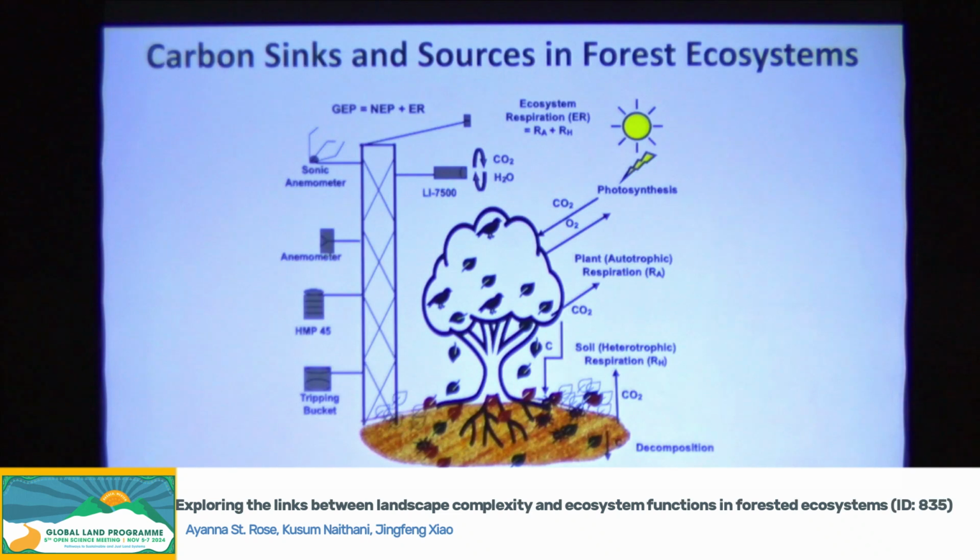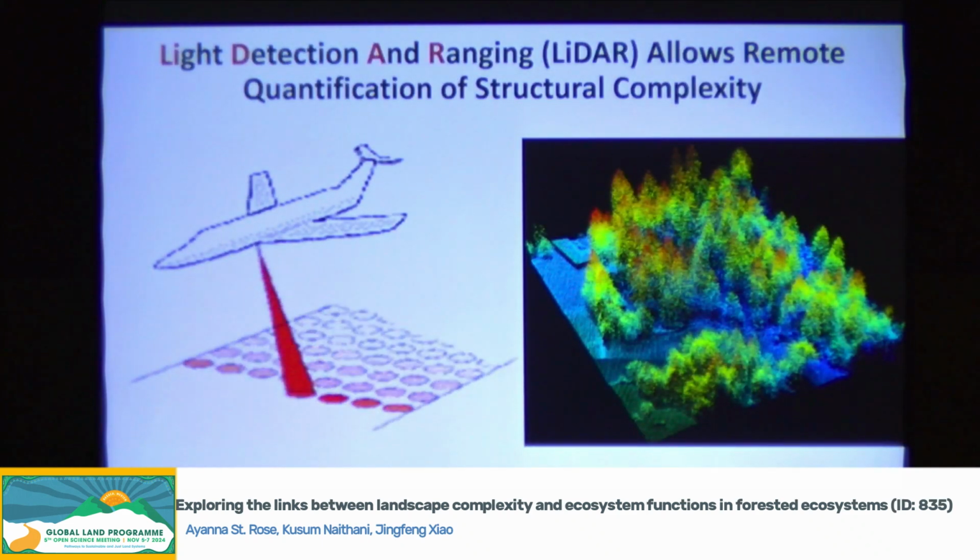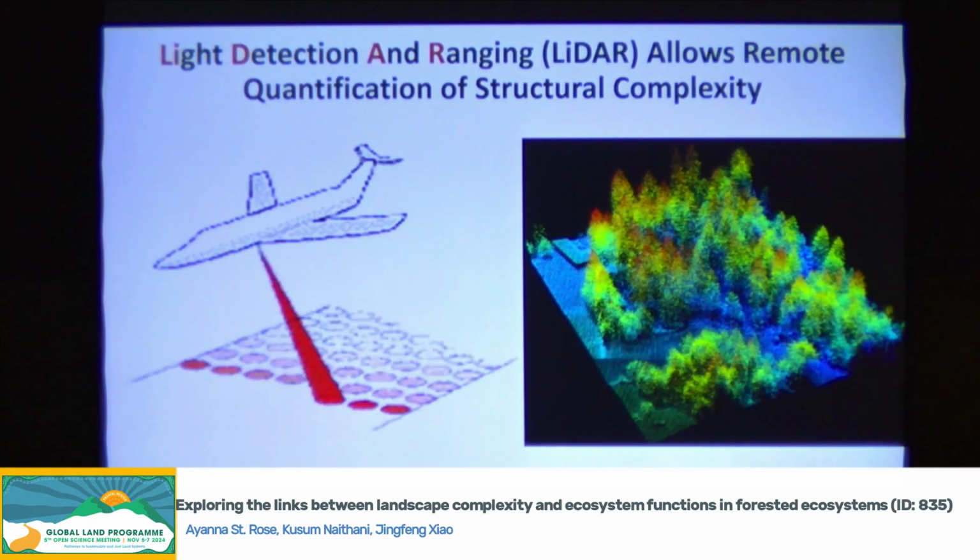So scientists have been looking at plant diversity as an obvious point of focus in ecosystem function research, because plants are the obvious source and sink of carbon dioxide. And more recently, they have been looking at how canopy structural complexity affects ecosystem functions. We can say this is partly due to the availability of remote sensing and new techniques like LiDAR.